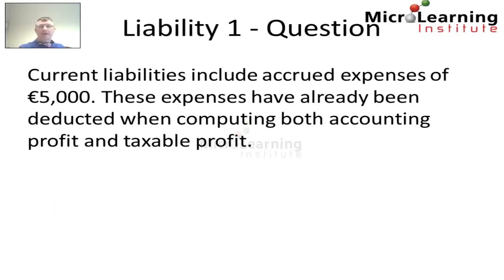Liability 1 tells us that current liabilities include accrued expenses of €5,000. These expenses have already been deducted when computing both accounting profit and taxable profit. Now pause the video if you want to consider how this should be treated for deferred taxation purposes.